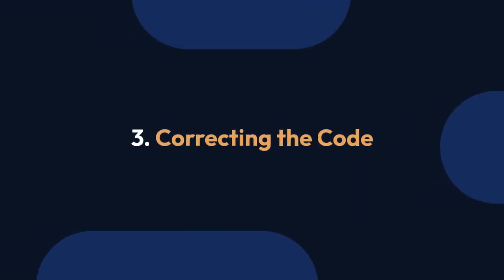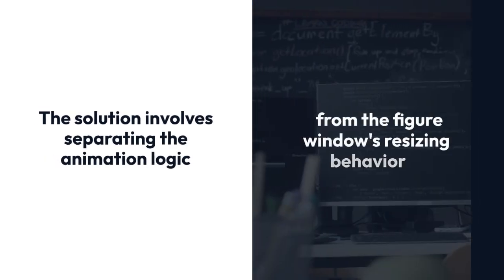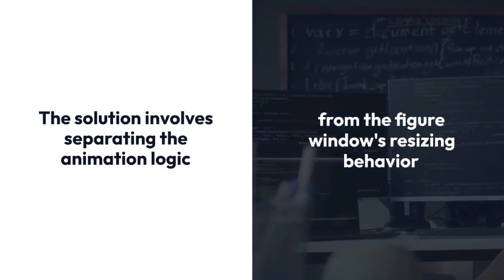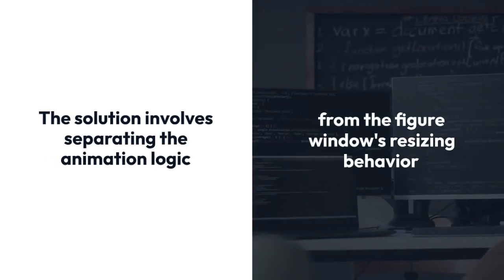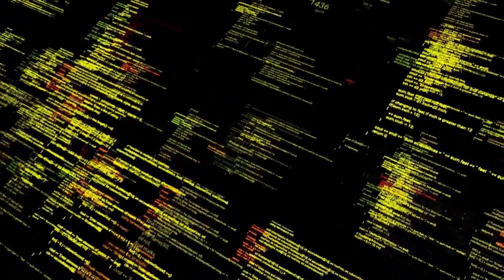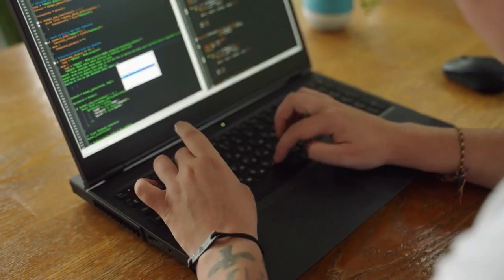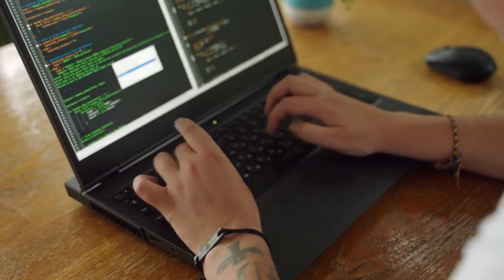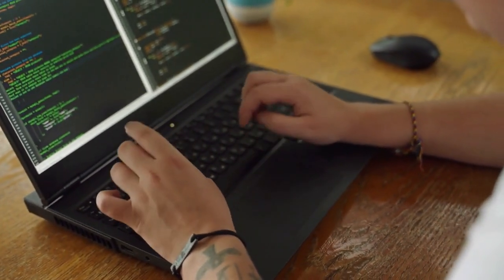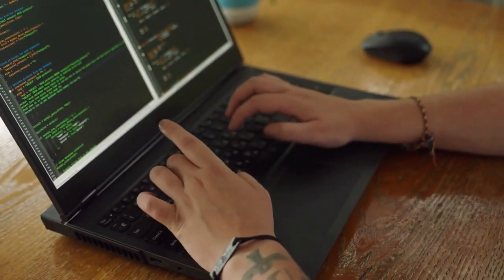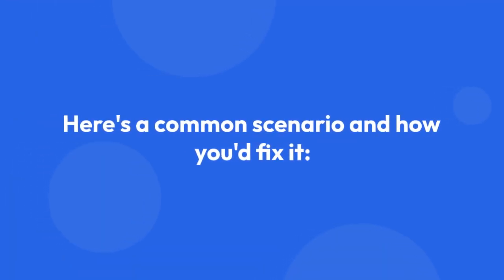3. Correcting the code. The solution involves separating the animation logic, handled by FuncAnimation, from the figure window's resizing behavior. Instead of trying to use resizeid on the animation object, you should work directly with the figure object obtained from plt.gcf, get current figure. Here's a common scenario and how you'd fix it.